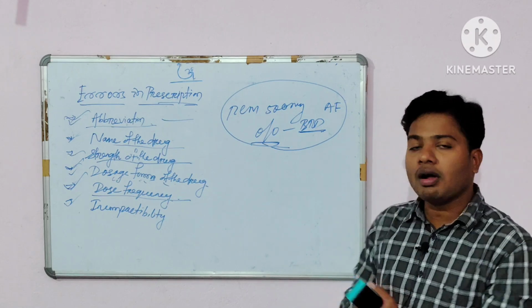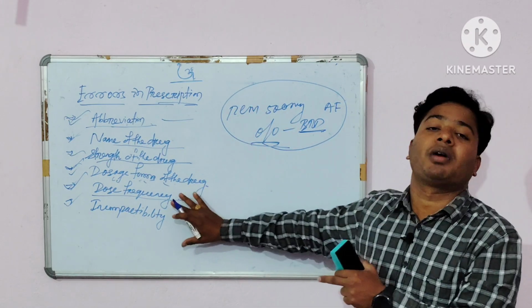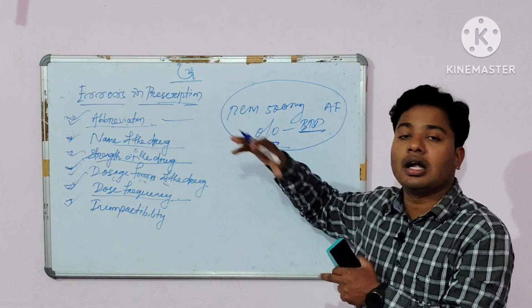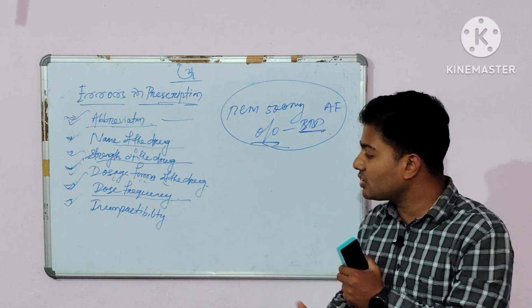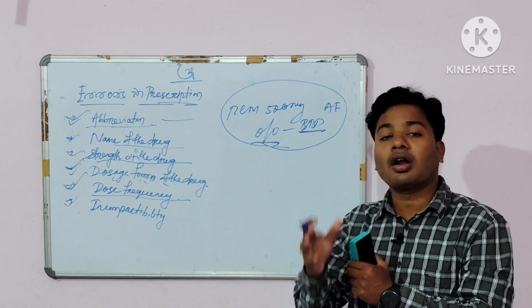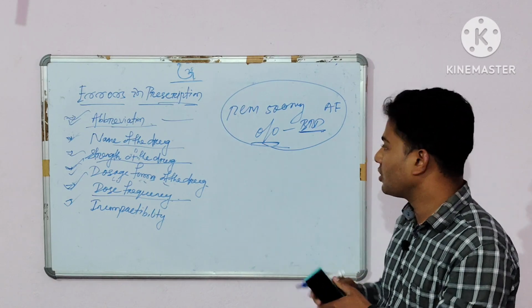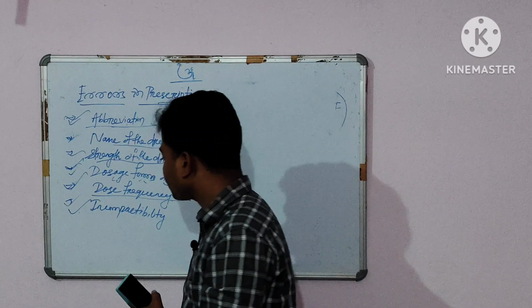Clear? So that's why a physician must clearly mention all the information, whether the drug is a tablet or a syrup or injection, and the proper quantities, and at which time or how many times they have to administer the medicine. Clear? And the last one is incompatibility.